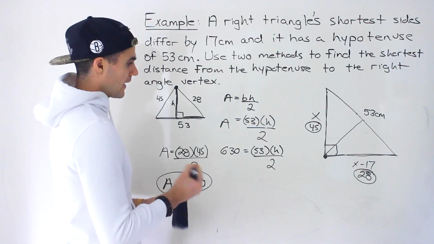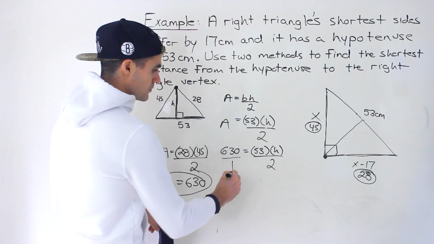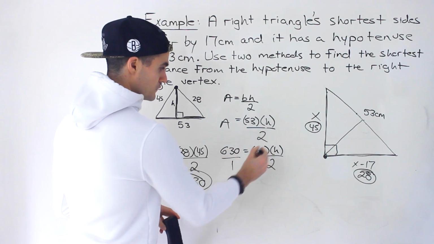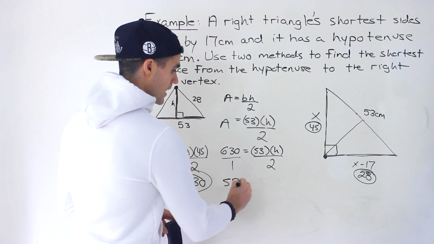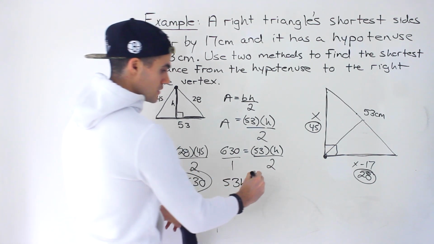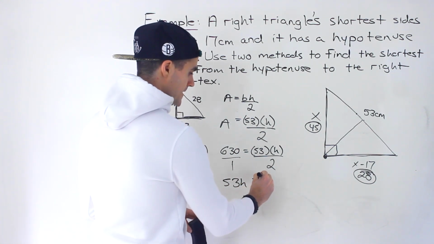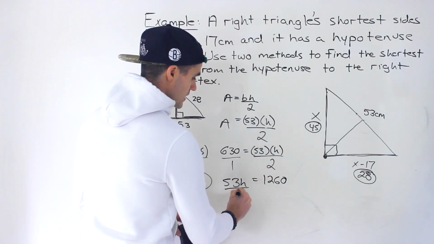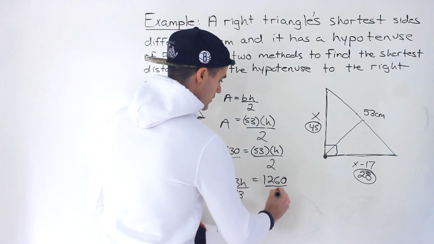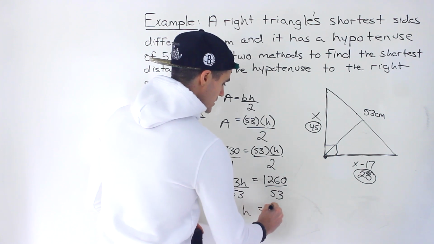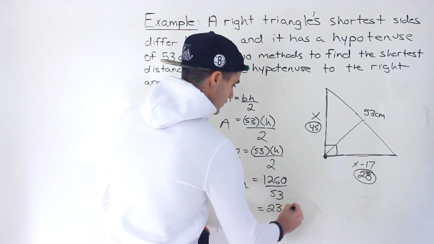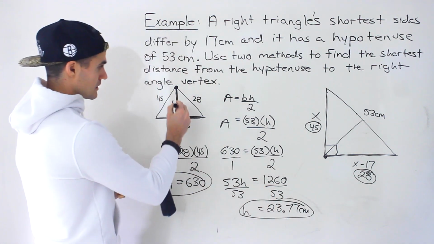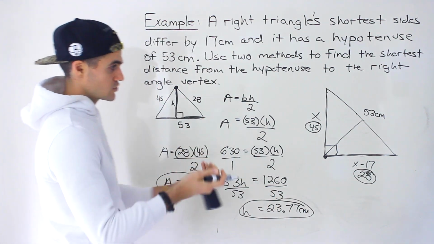and now notice we have only one variable to solve for. And so to solve this, what we can do is put this over 1, cross multiply, so we'd have 1 times 53h, so that's going to give us 53h, 2 times 630, which would give us 1260. Then we could divide both sides by 53. What do we end up with? 23.77 centimeters. And so that actually ends up being the answer to this question.